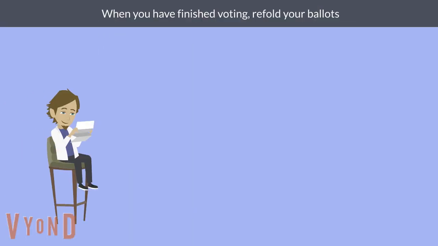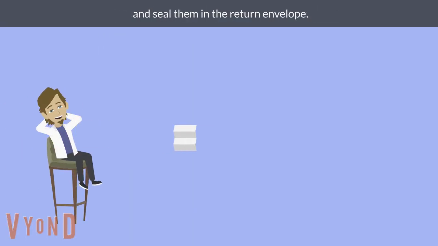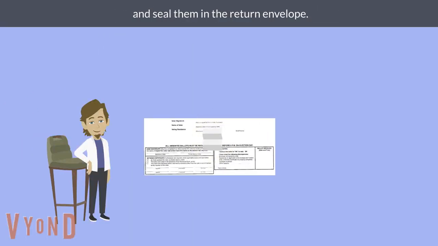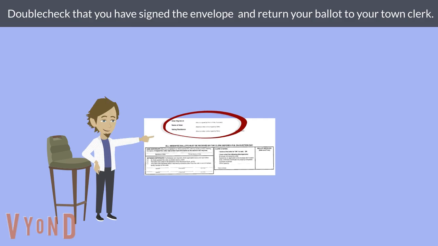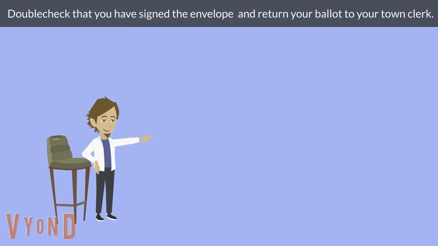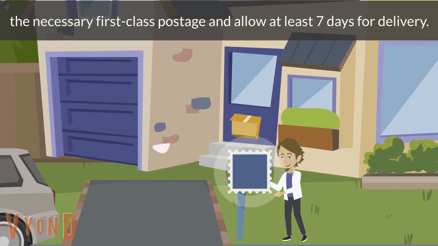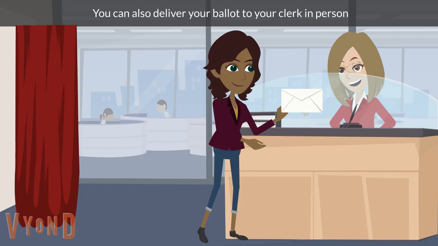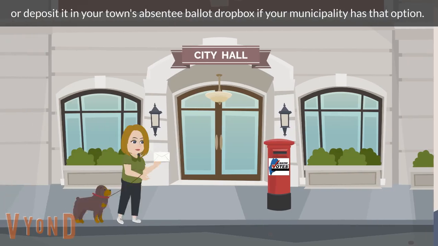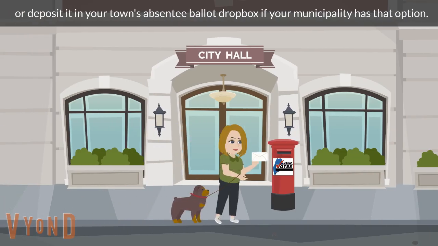When you have finished voting, refold your ballots and seal them in the return envelope. Double-check that you have signed the envelope and return your ballot to your town clerk. If you are returning the ballot by mail, you must affix the necessary first-class postage and be sure to allow at least 7 days for delivery. You can also deliver your ballot to your clerk in person or deposit it in your town's absentee ballot drop box if your municipality has that option.